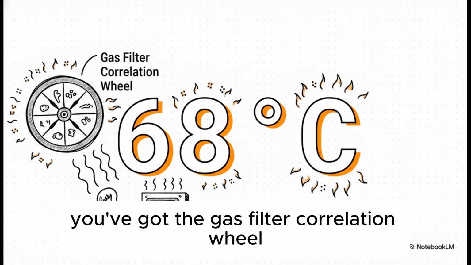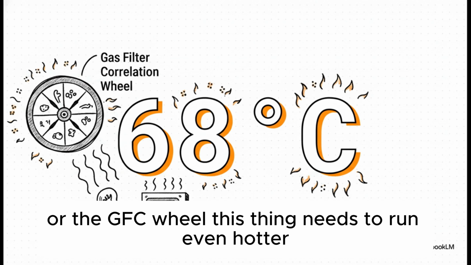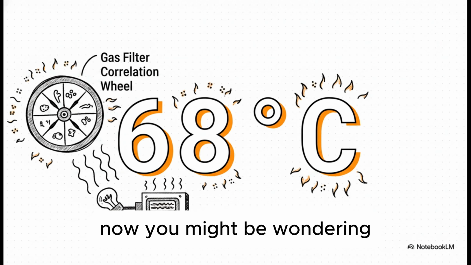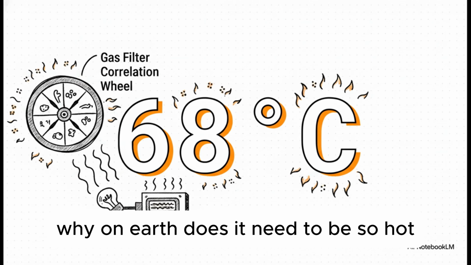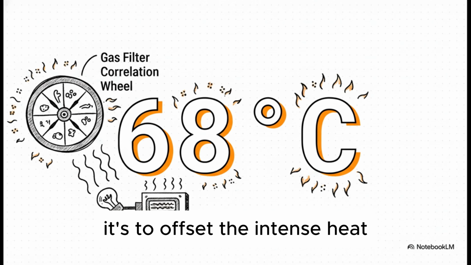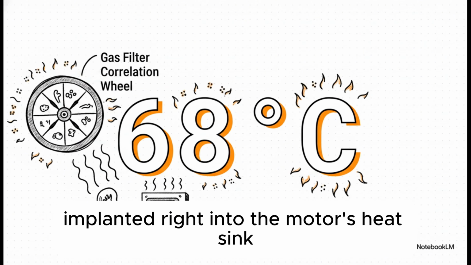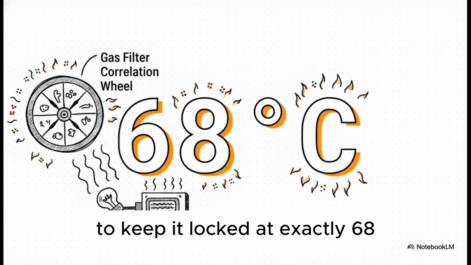Meanwhile, right next door, you've got the gas filter correlation wheel, or the GFC wheel. This thing needs to run even hotter, 68 degrees Celsius. That's about the temperature of a first cup of coffee. Now, you might be wondering, why on earth does it need to be so hot? It's to offset the intense heat radiating from the IR source itself. There's a cartridge heater implanted right into the motor's heatsink to keep it locked at exactly 68.